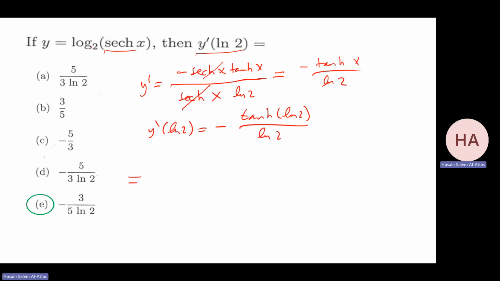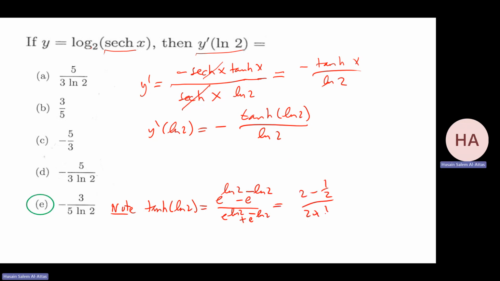Let me note that tan hyperbolic of ln2 would be e to the ln2 minus e to the minus ln2 over e to the ln2 plus e to the minus ln2. That would be 2 minus half over 2 plus half. That will be 3 over 5. So this will be minus 3 over 5 ln2, which is this.